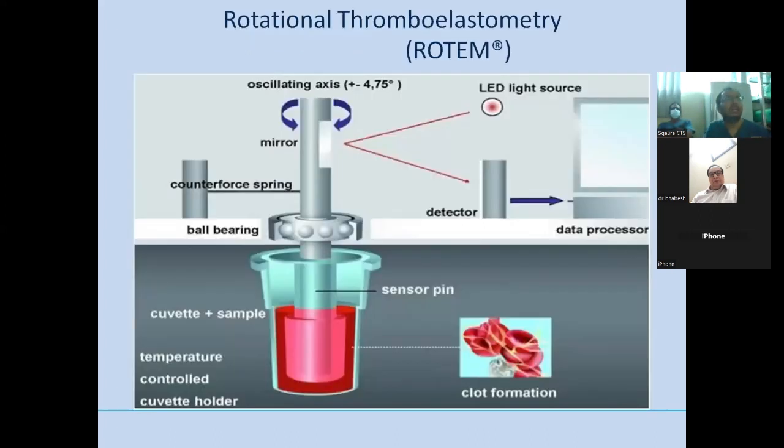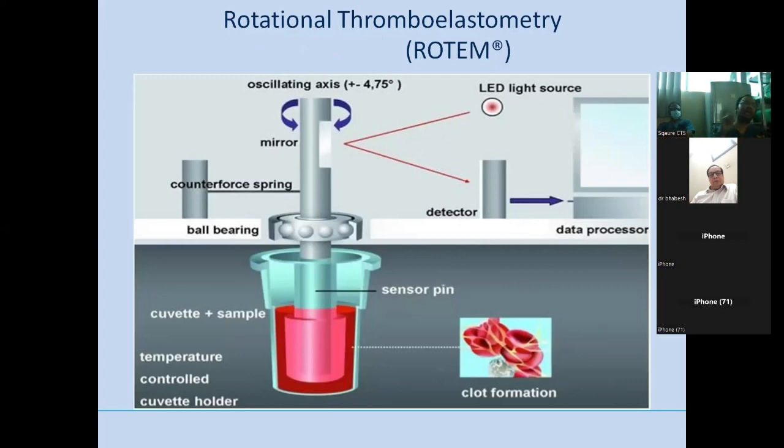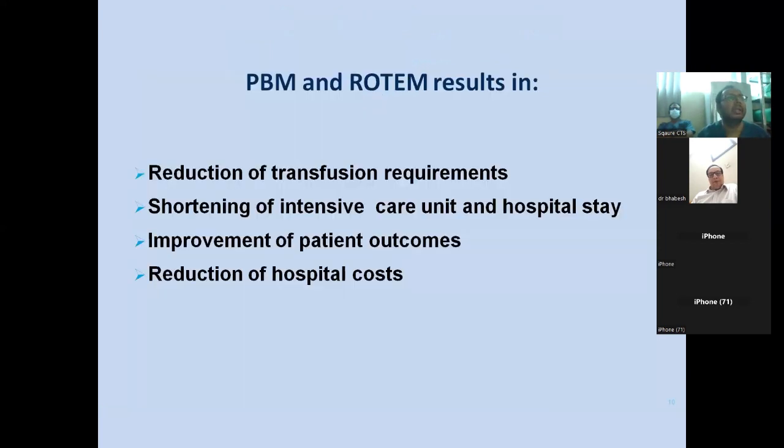So what happens in ROTEM, the latest version of thromboelastography? Here, in the older thromboelastograph, we used a cup that had to be rotated. But here, the cup is stabilized, and the sensor pin is what rotates. It generates some pressure, which is detected through a light source, and finally processed by the computer and presented in a graphical manner.